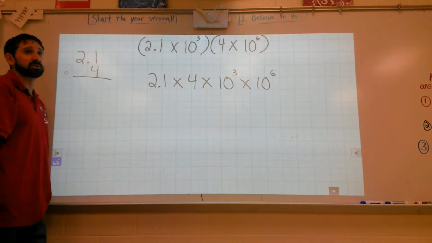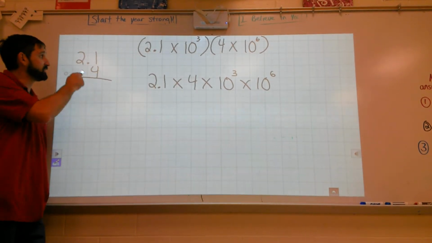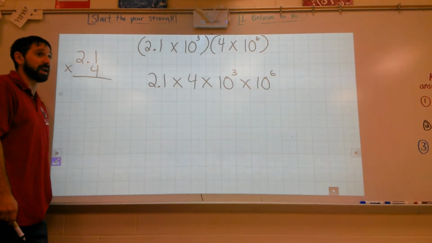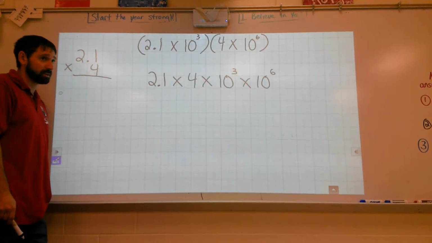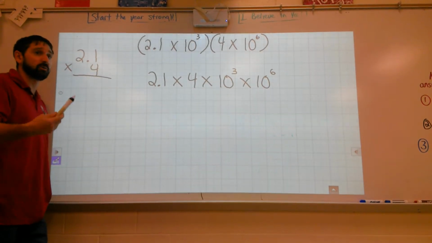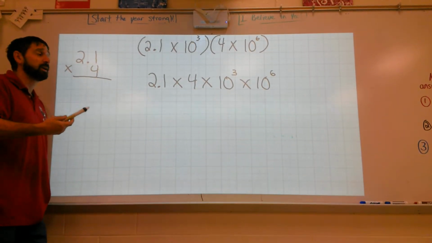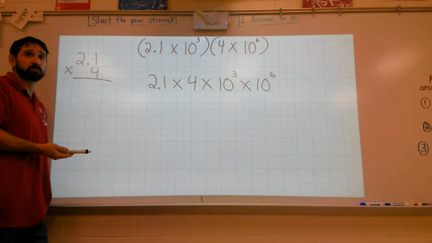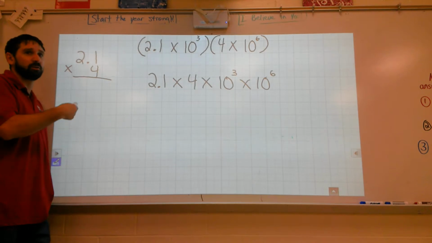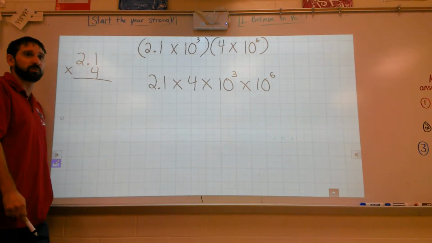Guys, 2.1 is close to 2. Essentially, we're multiplying 2 times 4. Our answer is going to be close to 8, not 80, not 0.8. So estimate what your answer would be, and then make sure you put your decimal in the proper place. Kids are like, oh, you moved the decimal over once, so you're going to move it over here. Like, look, just estimate the numbers and then figure out where to put the decimal.